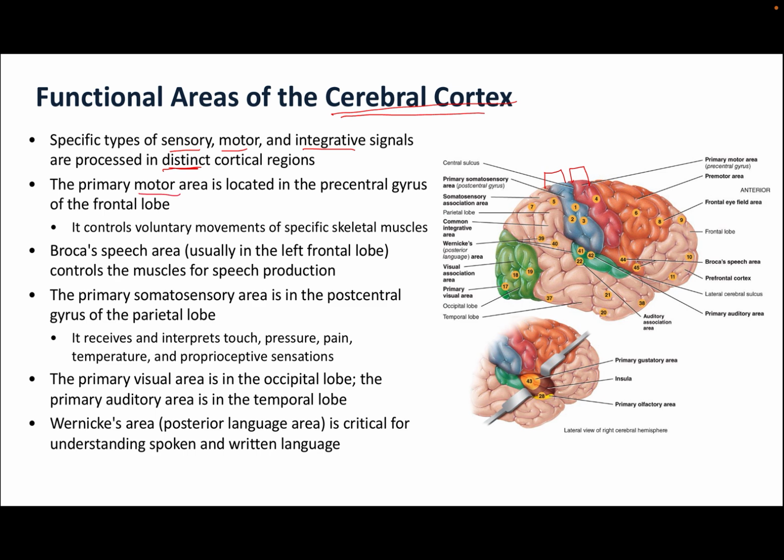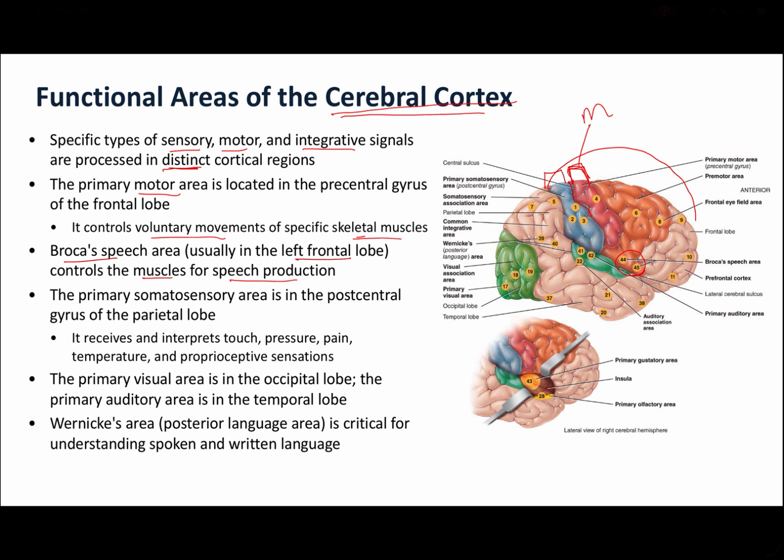Now, the primary motor areas are going to be located in the precentral gyrus of the frontal lobe. So we've got our parietal lobe in this region here. We have our central gyrus here, and this right here is going to be our primary motor area. This is going to control our voluntary movements of specific skeletal muscles. Broca's area is super critical for speech, and it's typically found in the left frontal lobe. We can see it right here. This is Broca's area, and it helps to control muscles for speech production.